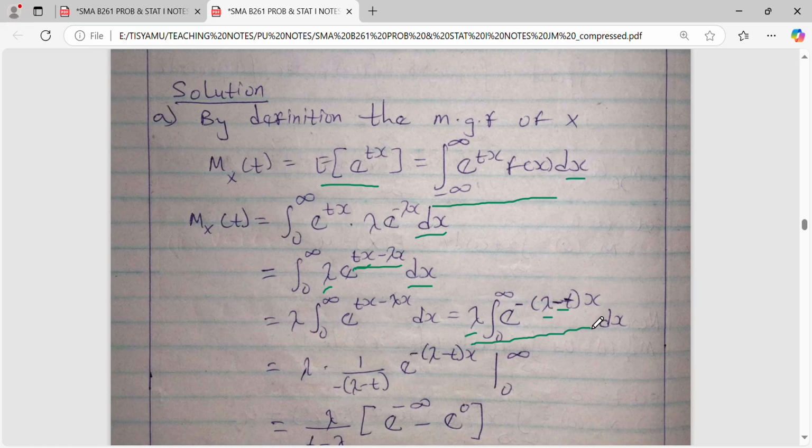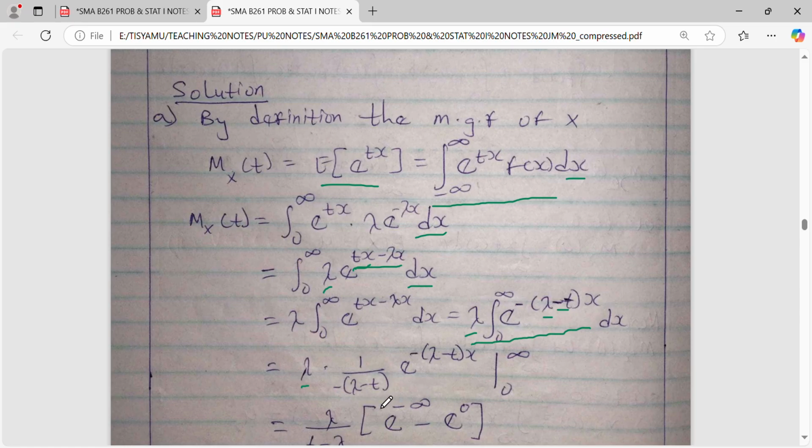In our previous classes, we reviewed how we can integrate exponentials. We said when you are integrating exponentials, what you need to do is take the original exponential and divide by the derivative of the power of that exponential. So our original exponential is exponential of negative into lambda minus t times x. So we are going to have lambda, which we had factored out, then times exponential of negative into bracket lambda minus t, close the bracket, x.